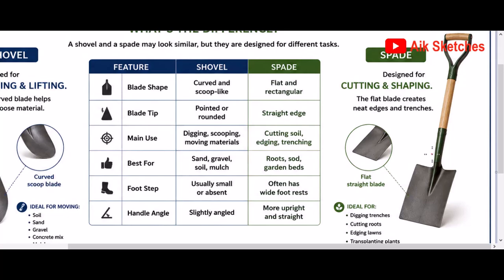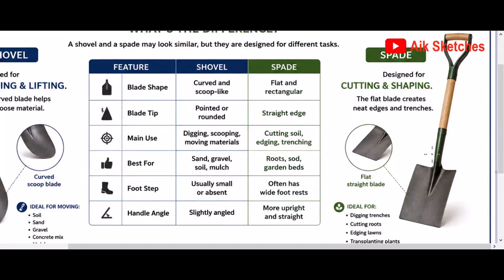The main use for the shovel is digging, scooping, and moving materials, while the main use for the spade is cutting soil, edging, and trenching. The shovel is best used on sand, gravel, soil, and mulch, while the spade is best used for roots, sod, and garden beds.